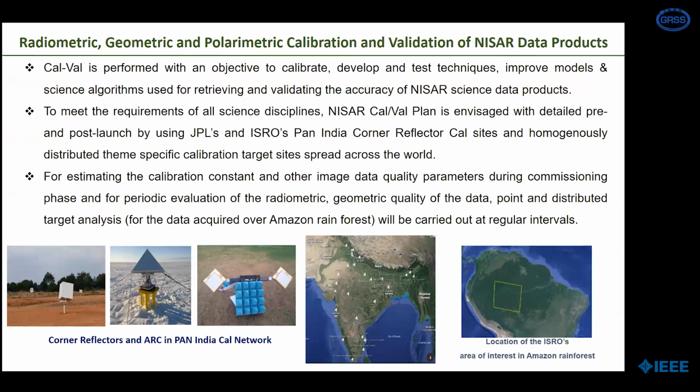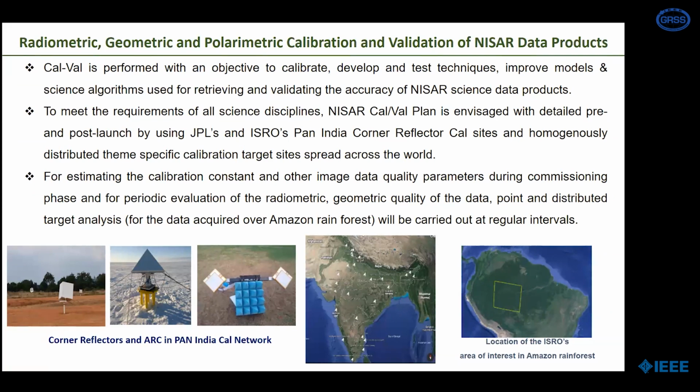Once the data product is generated, it should be radiometrically and geometrically calibrated before the dissemination or operationalization of the data. So we have a NISAR Cal/Val team, which comprises all the ISRO centers, and after launch we have a 90 days commissioning phase where the data calibration and validation will happen. For this, we have a Pan India setup. Calibration will be done by using the point target.